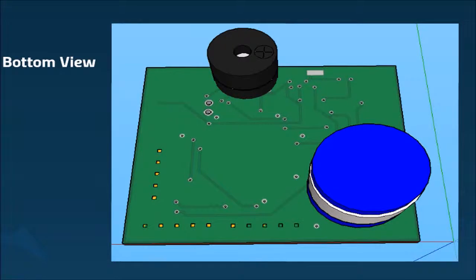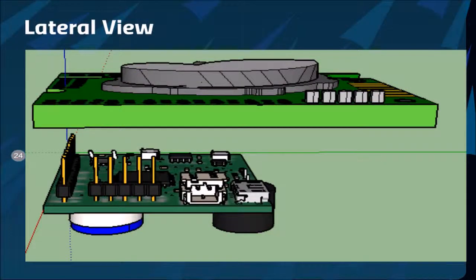Here's the bottom view. This one, the blue one, is the O2 sensor, and the black one is our buzzer. And here's a lateral view of it. So this is how we're planning on connecting the CO2 sensor with our alpha, and those pins over there are actually going to be connected to the pins over here.